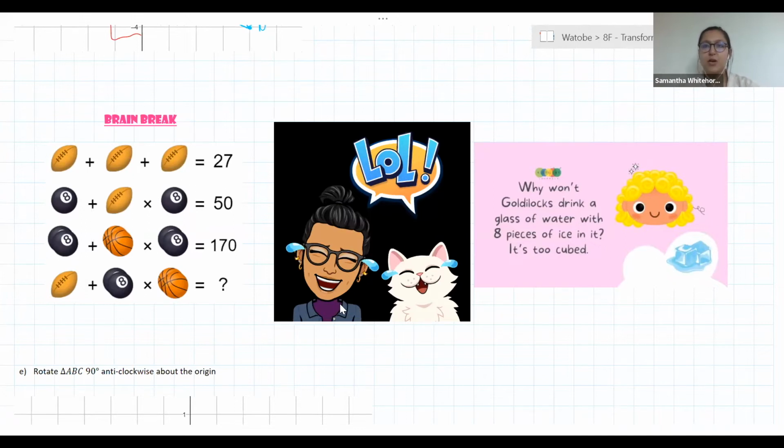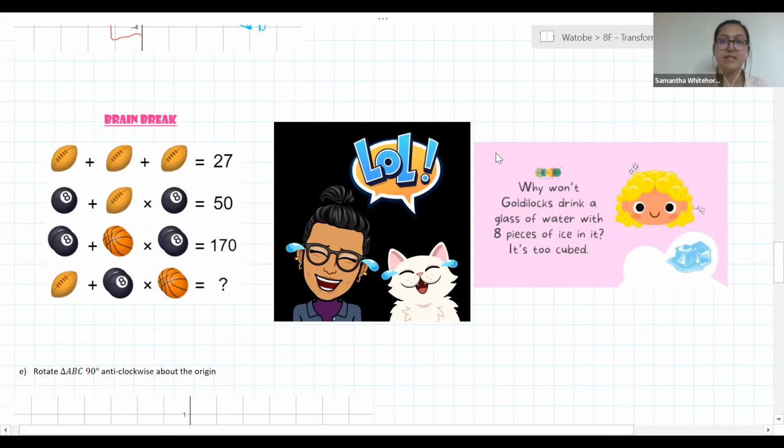So the brain break here, what we want to do is work out the value of the football, the pool ball, and the basketball. We need to find the values of those different things in order to work out the value of the last expression. Just remember, guys, your order of operations, or BODMAS, is very important. We need to remember to apply those as we go along.